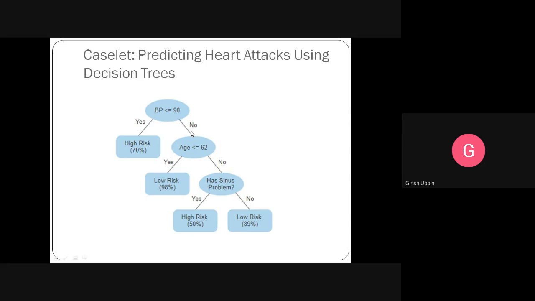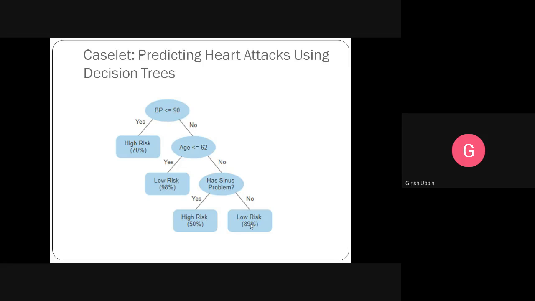If the answer is no, the next question is: age less than or equal to 62? If the answer is yes, then there is a low risk, that is 98%. That means there probably will not be any heart attack in the next 30 days. If age is more than 62, then: has sinus problem? If yes, there is a 50% chance of having a high risk. And if the answer is no, there is a very low risk, that is 89%. So this is the decision tree.